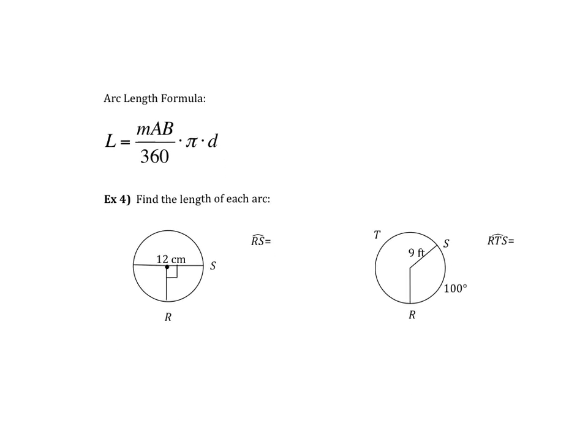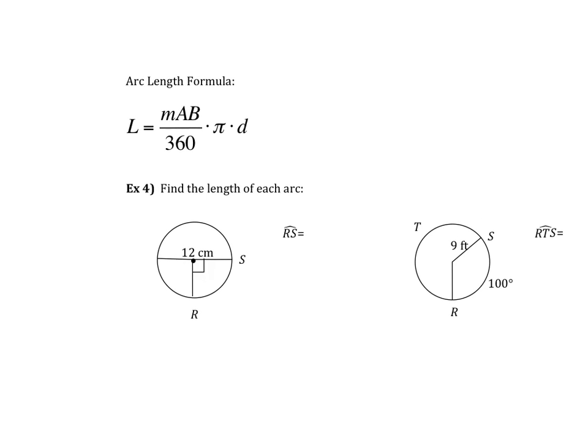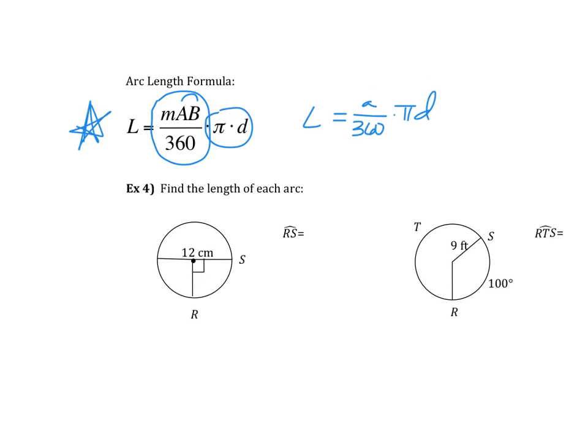Okay, so we're going to do something here with arc length. I gave you the formula here. This says the length of an arc is the measure of the arc over 360 times pi d. Or it might be written like this, the arc over 360 times pi d. That's fine also. Basically what you're doing is you're taking a fraction of the circumference, right? Pi d is circumference. We're just taking a fraction of it to figure out how long an arc is. So we're just going to use this formula on these two questions down below, and then you are done.